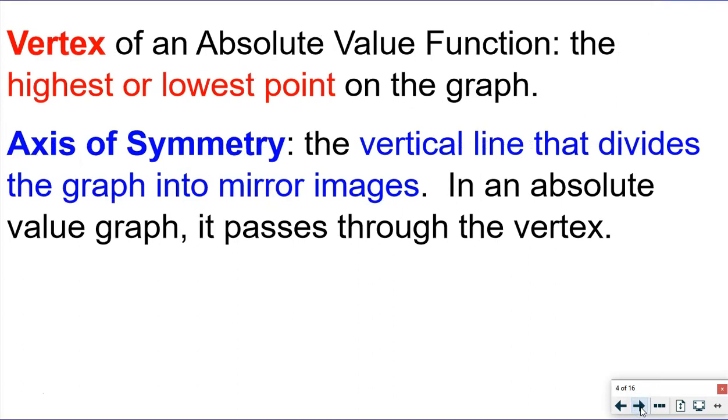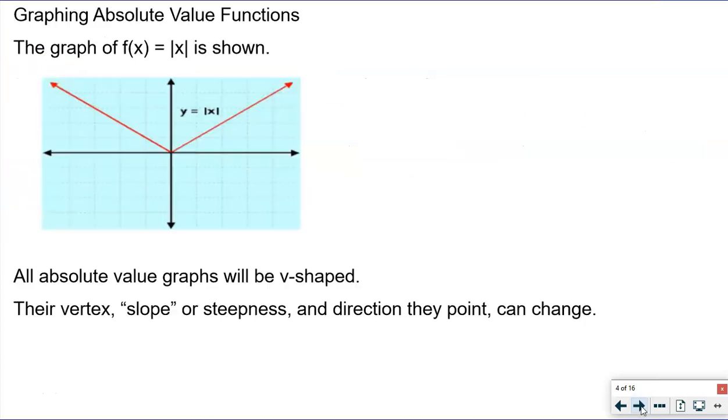So the vertex of an absolute value function is the highest or lowest point on the graph, and the axis of symmetry is the vertical line that divides the graph into mirror images. In an absolute value graph, it passes through the vertex. That's what the axis of symmetry does, okay?